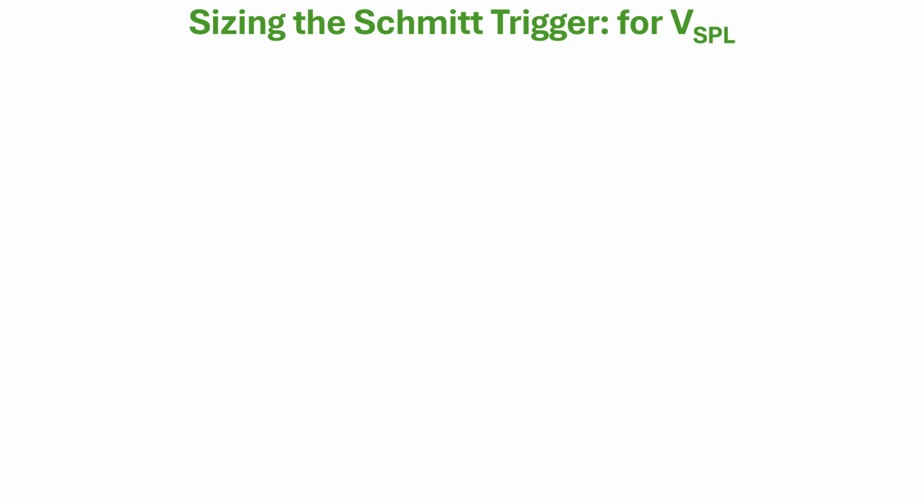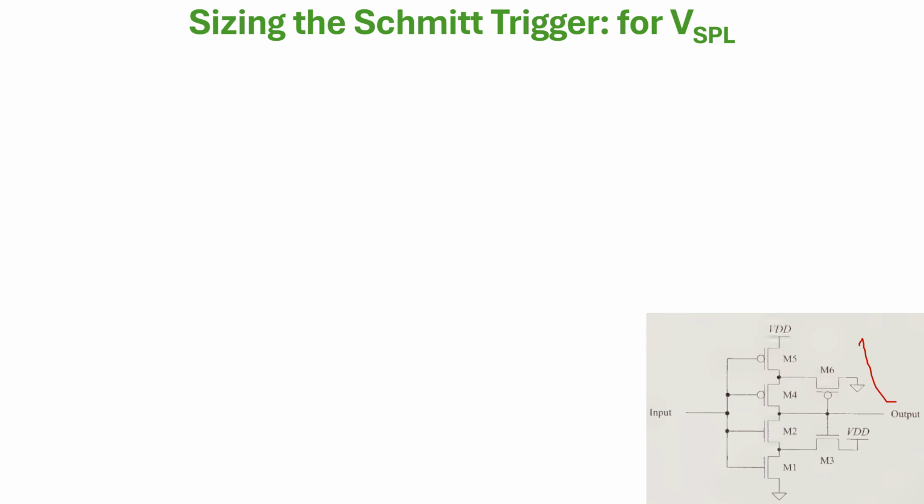Now that we understood at what input voltage the upper transition happens, let's try to size the MOSFETs for a given switching point. Here, it means this transition.